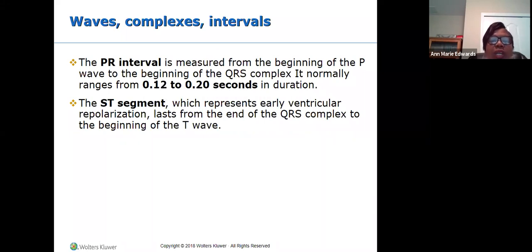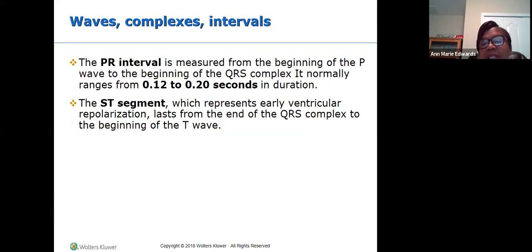Now, your interval, your PR interval is measured from the beginning of the P wave, because we're talking about PR, P wave to the beginning of the QRS, okay? It normally ranges from 0.12 to 0.20 seconds. Bear this in mind, especially the measurement, because when we go to the heart blocks, we're going to see what is happening to our PR interval.